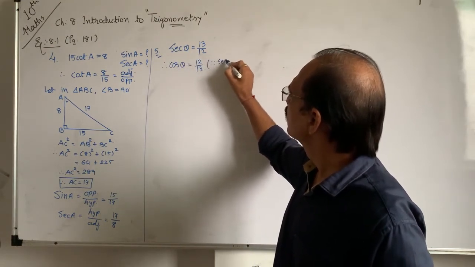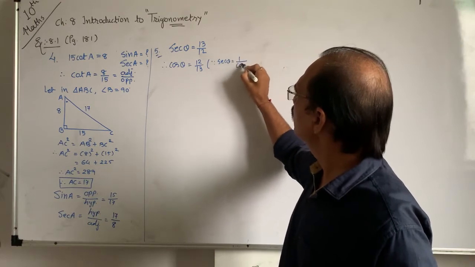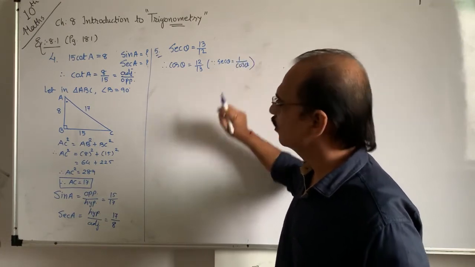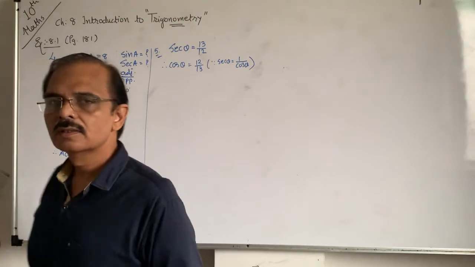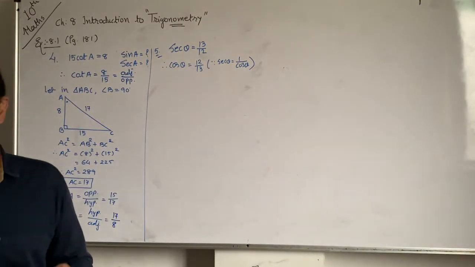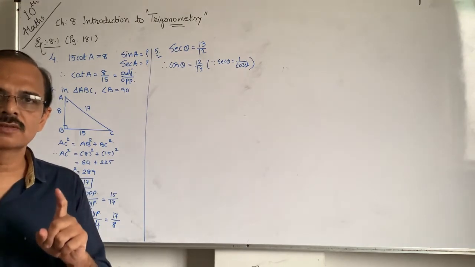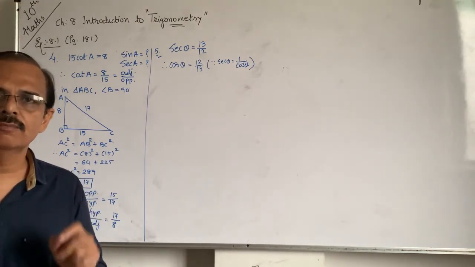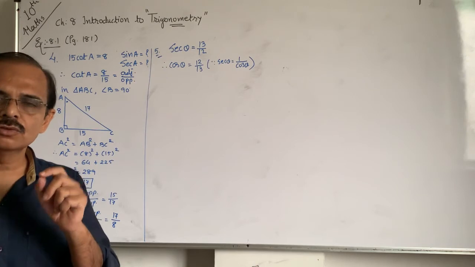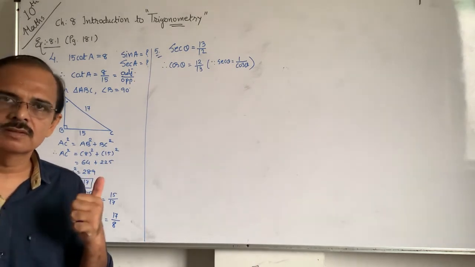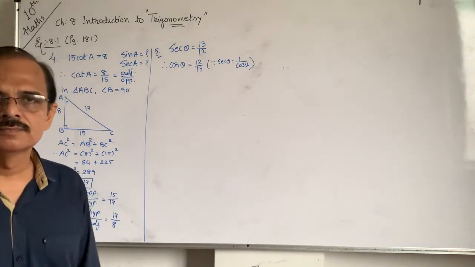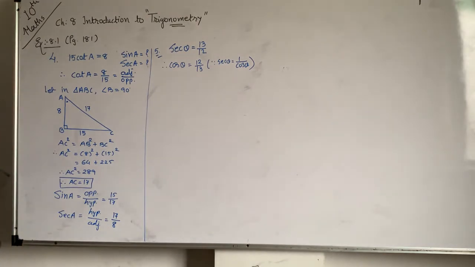The reason is: sec theta equals 1 upon cos theta. Sec and cos are reciprocal to each other. In this chapter you have to learn the formulas. The first lecture of this chapter is very, very important. If you don't know the formulas, this chapter will be difficult. Okay, so cos theta is 12 upon 13. Now you are going to find the remaining 4.